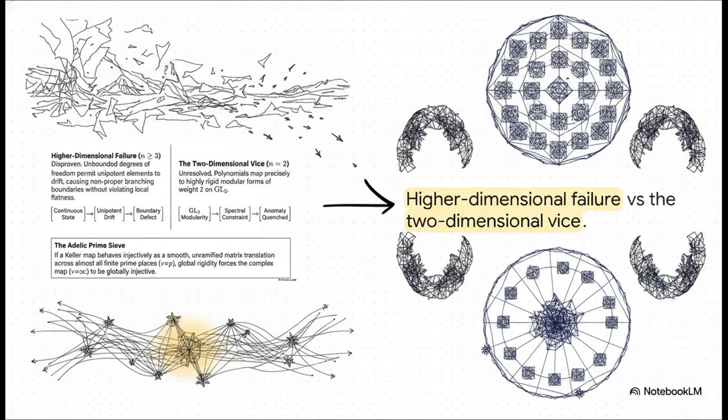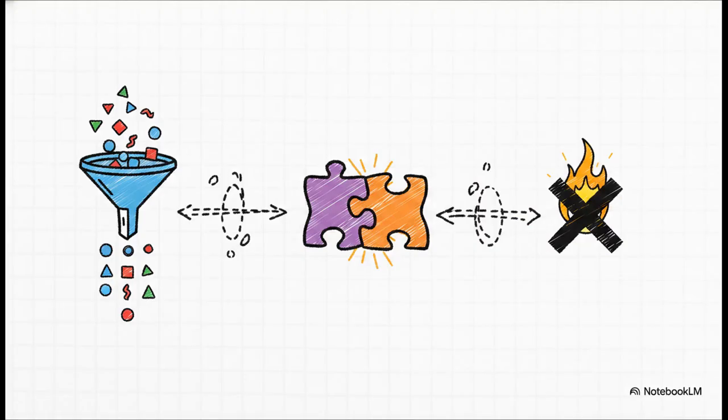But in 2D, it's a totally different story. We get trapped in a highly rigid modular vice. The polynomials map precisely to modular forms of weight 2 on a GL2 background. It is locked in. So to actually prove the 2D conjecture, we've got to hit 3 structural milestones.